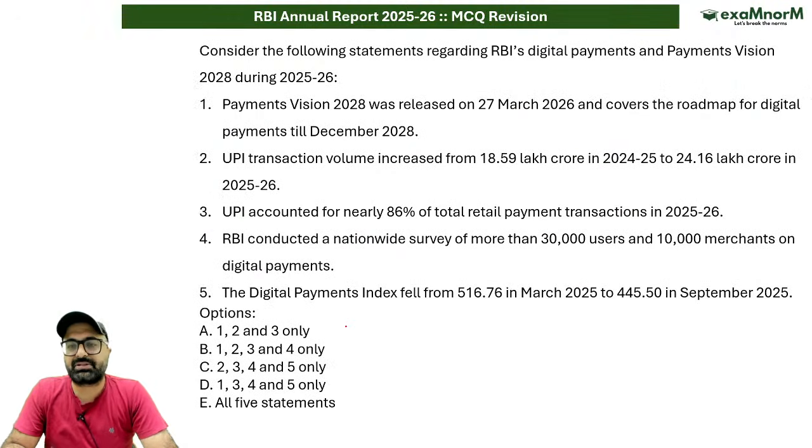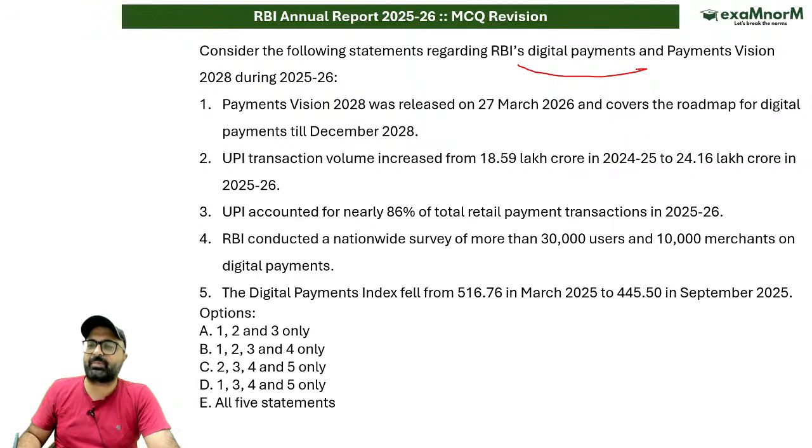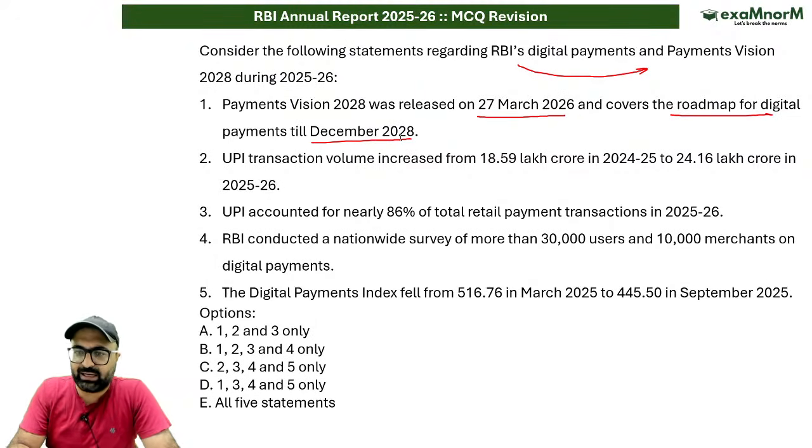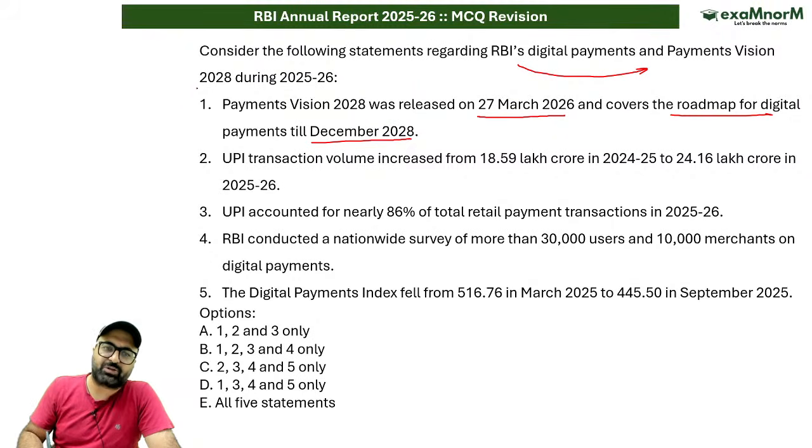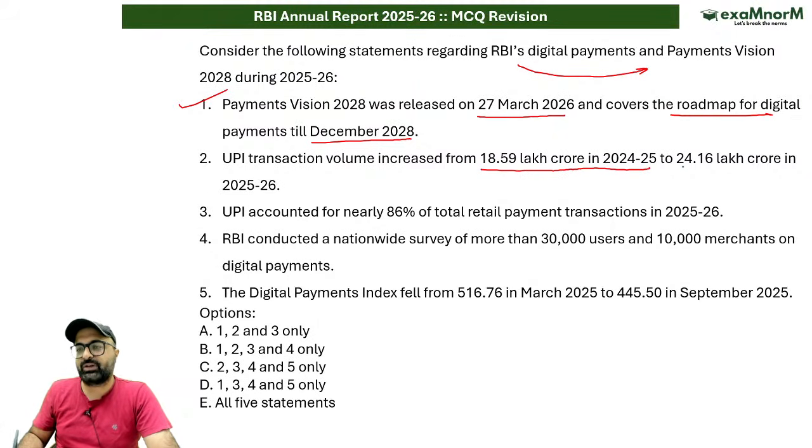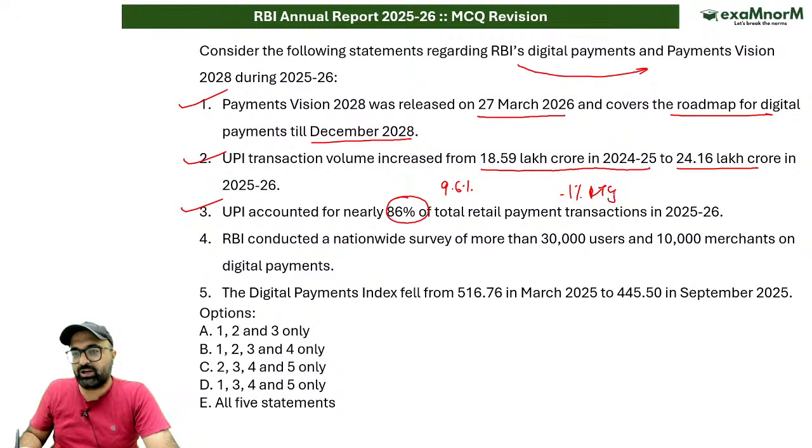Look at the next question, sir. Consider the following statement with respect to RBI's digital payment and Payment Vision 2028. Payment Vision 2028 was released in March, covers the roadmap for digital payment till December 2028. Till December 2028, absolutely correct. UPI transaction volume increased from 18.59 lakh crores in 2024-25 to 24.16 lakh crore. This is correct. RTGS in terms of volume is 0.1%. In terms of value, it is greater than 65%.